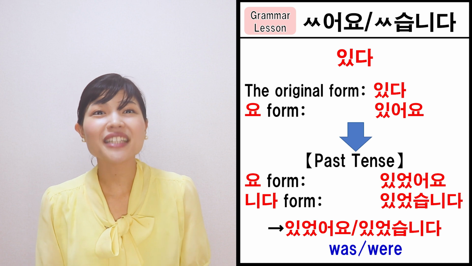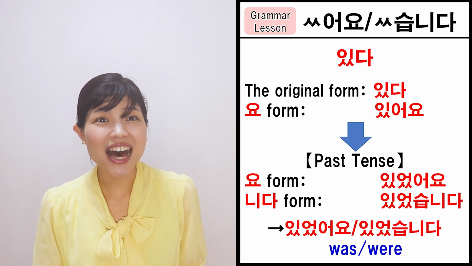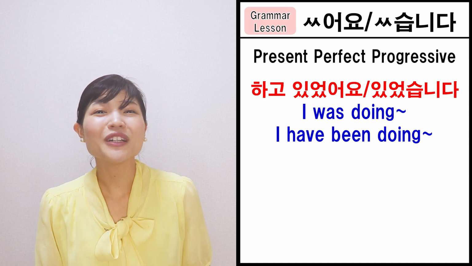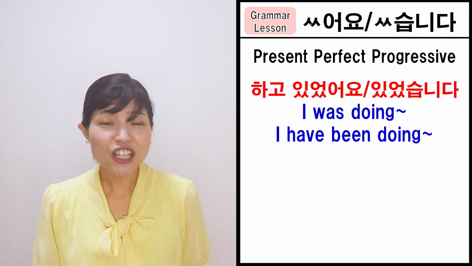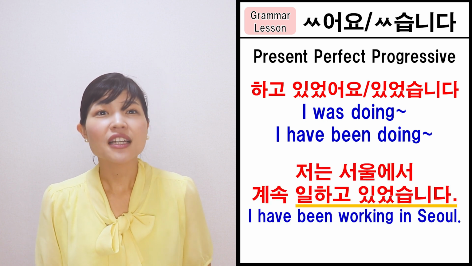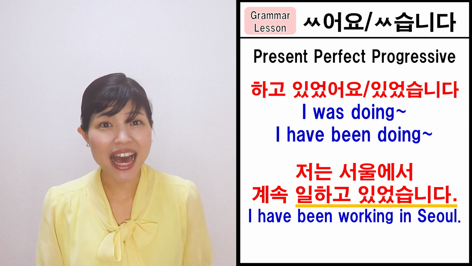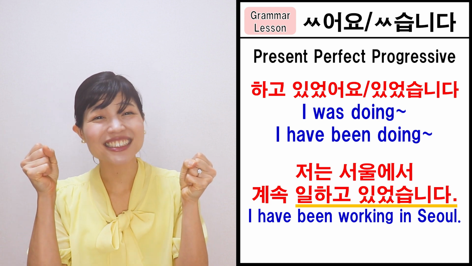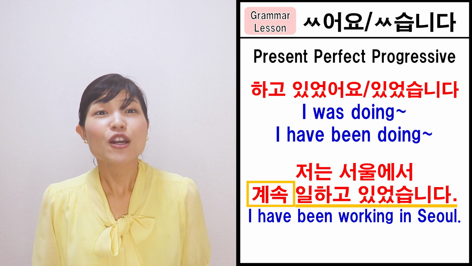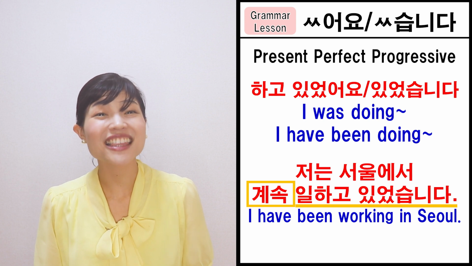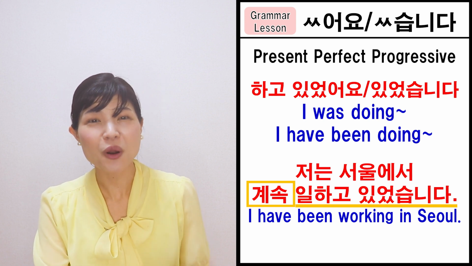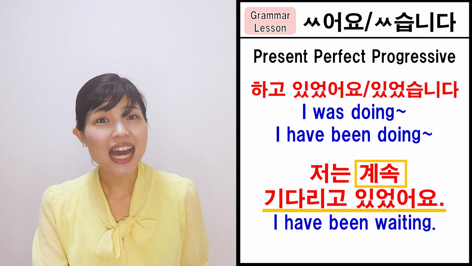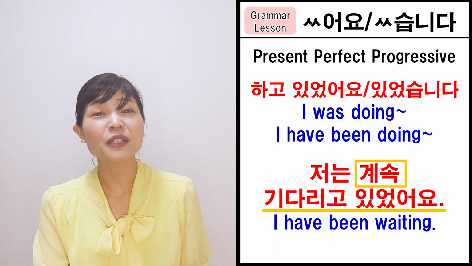By the way, when you master this 있었어요, 있었습니다, was, were, you can make the expression 하고 있었어요, 하고 있었습니다, I was doing. In the conversation, there was a sentence, 저는 서울에서 계속 일하고 있었습니다. I have been working in Seoul. This grammar connects the past and the present events. This word 계속, continuously, goes well with the present perfect progressive tense like this sentence in the conversation. For example, when you say 저는 계속 기다리고 있었어요, it means I have been waiting.